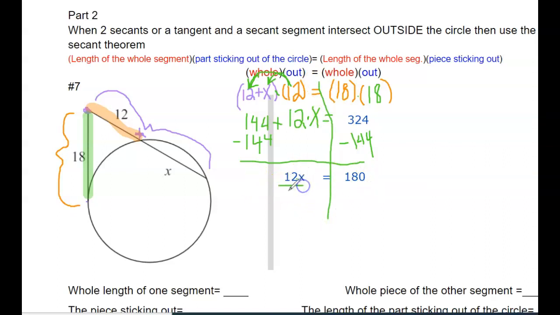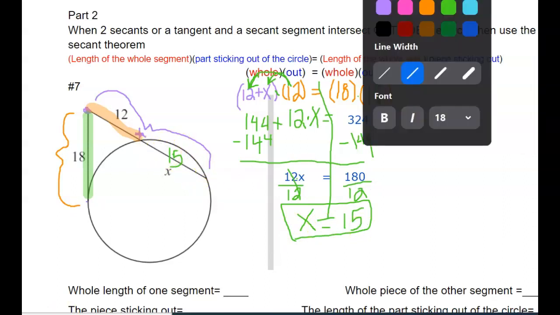So you do the next step, which is divide by 12, because you're multiplying 12 times x. You do the inverse. So 12x divided by 12 is x. If you do it to one side, you have to do it to the other side. So what is 180 divided by 12? Yep, your answer is 15. So this little piece is 15.